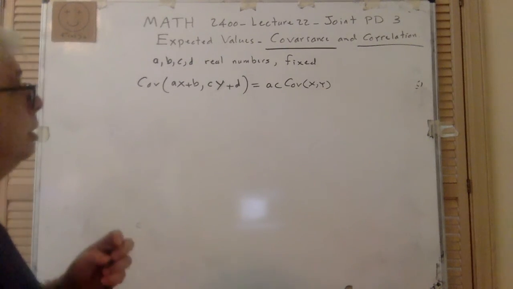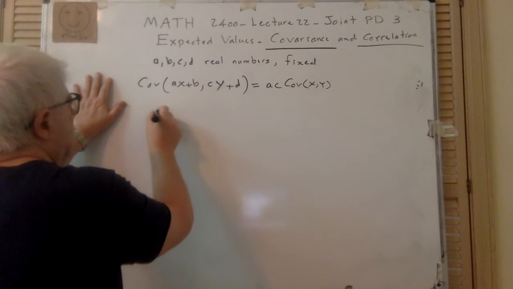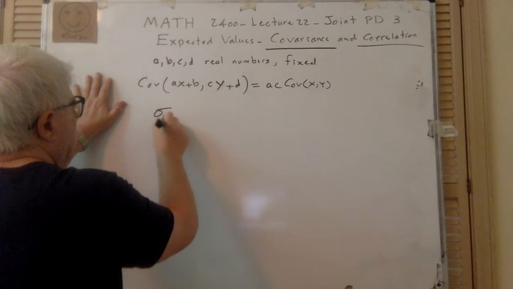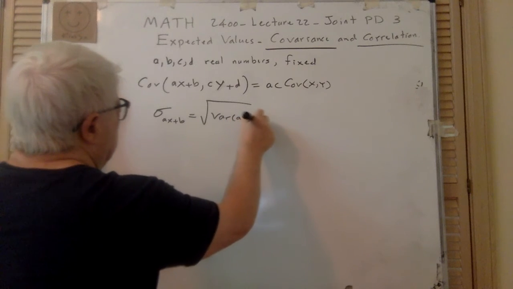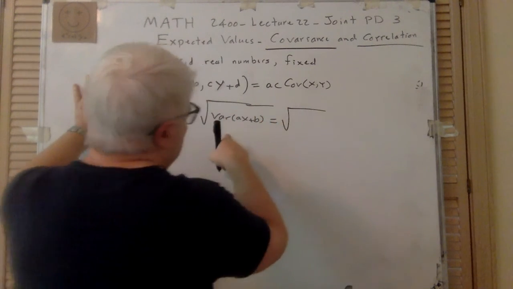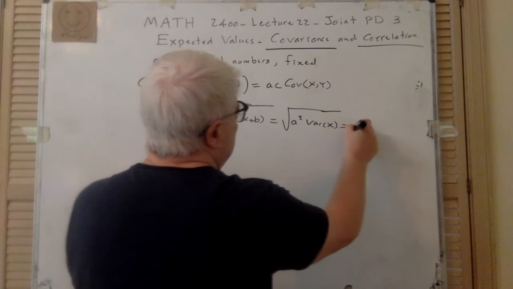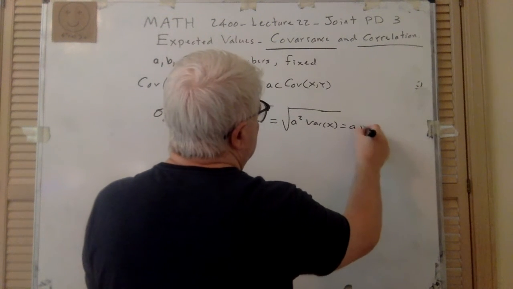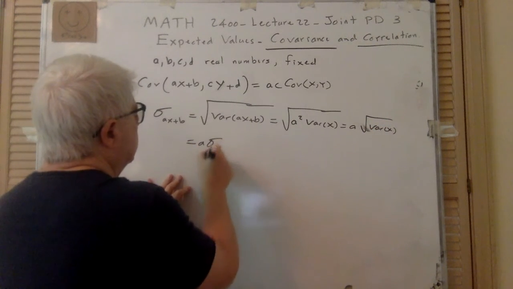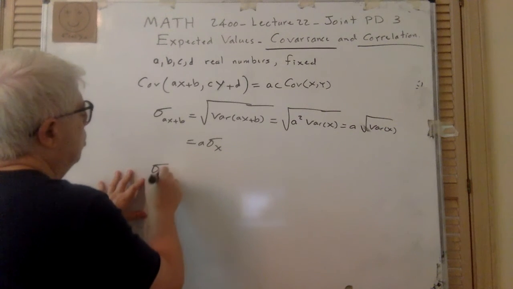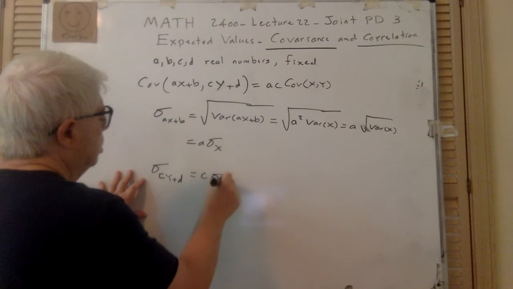So I have a covariance, and let's see, I have sigma of ax plus b, which is the square root of the variance of ax plus b. So what was the square root of the variance? This is a squared variance of x, so it is a sigma x. The same way, sigma of cy plus d will be c sigma y.